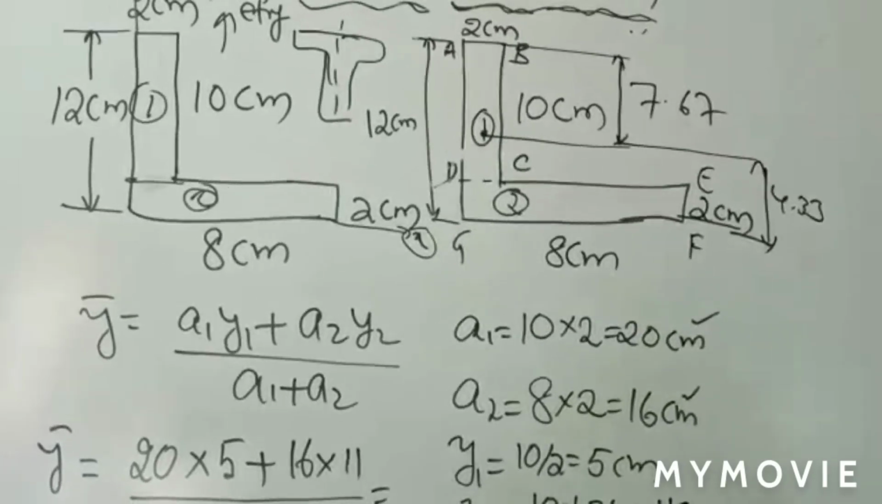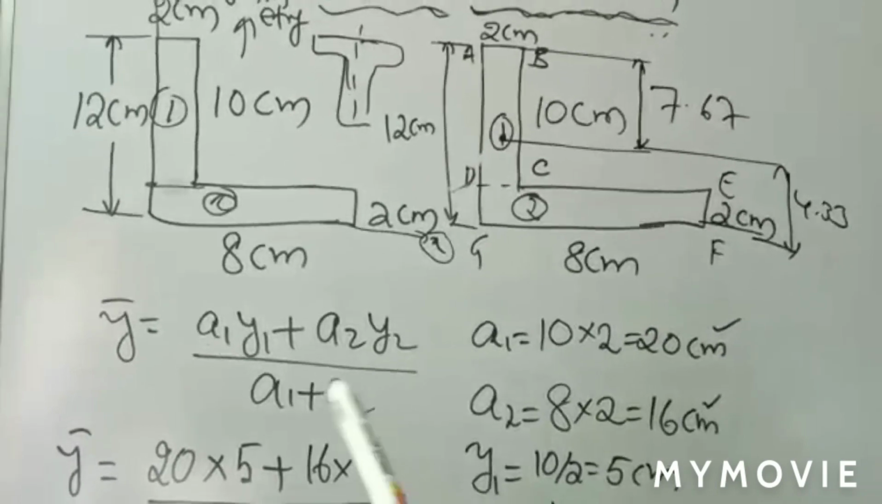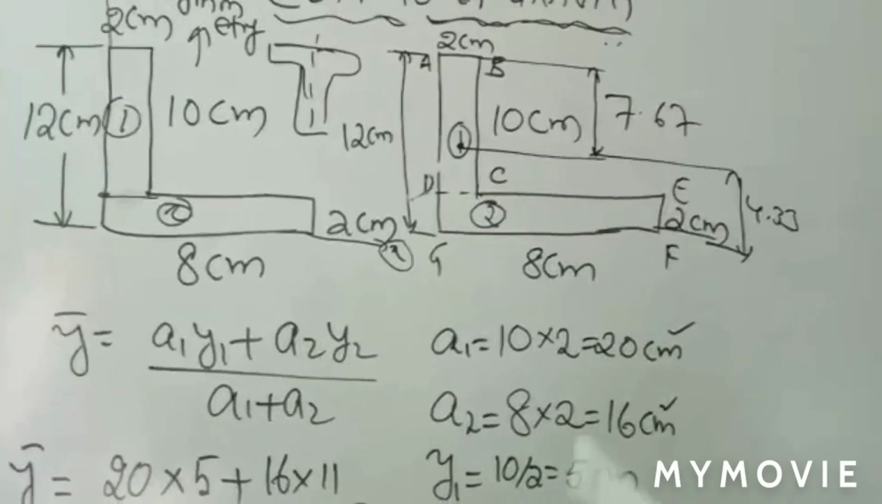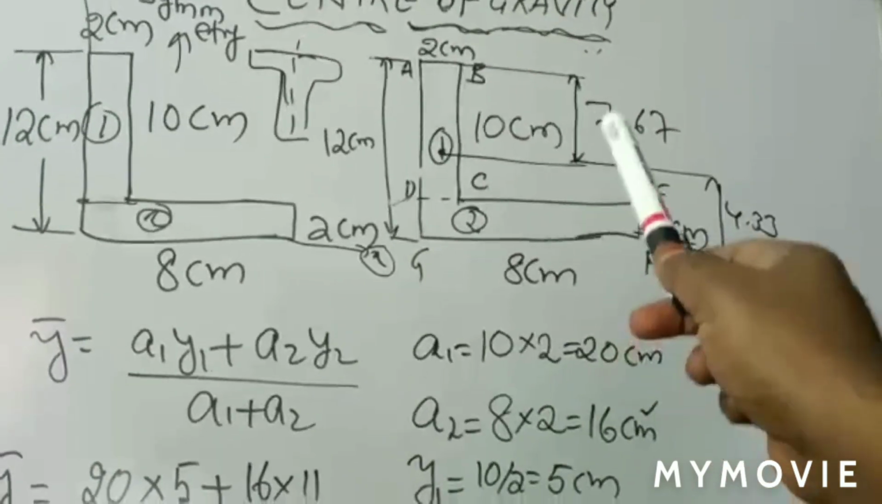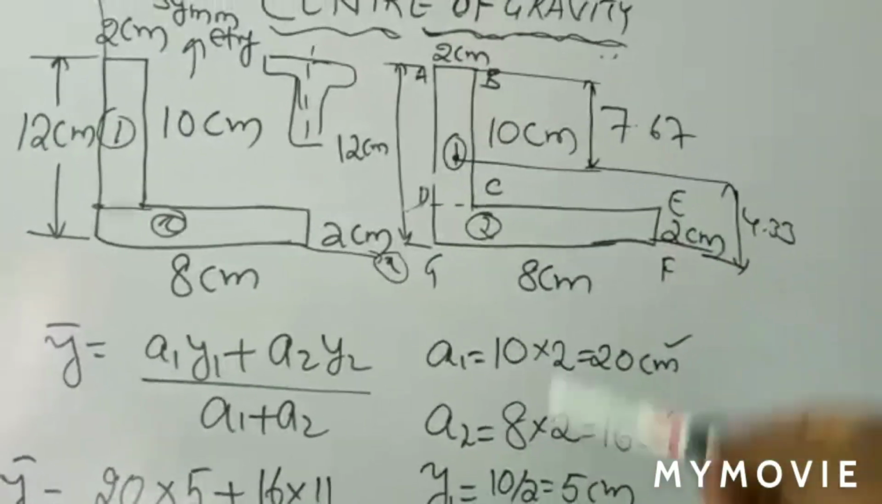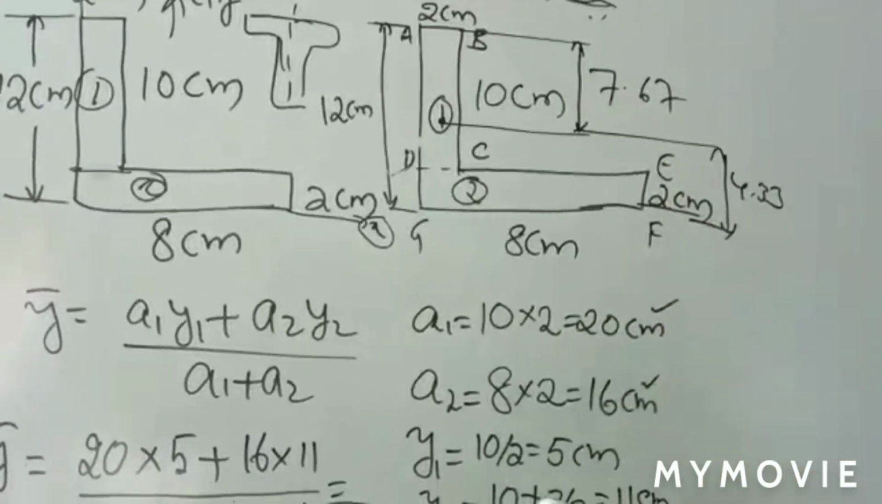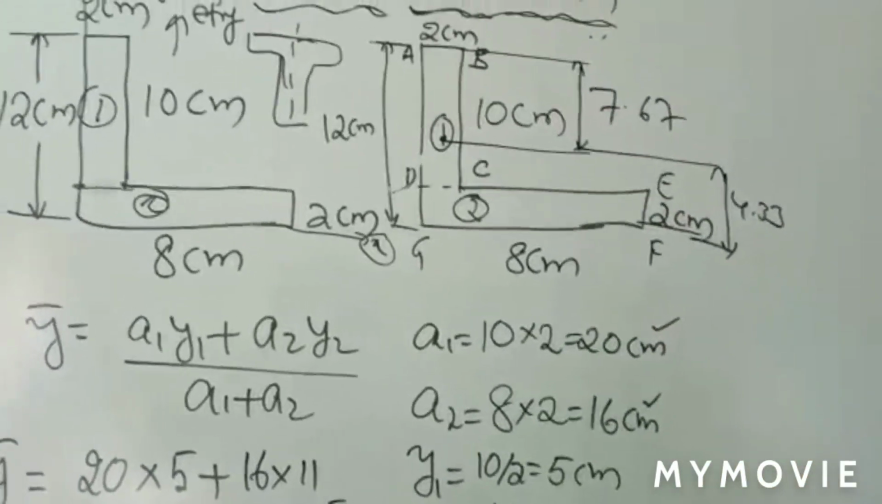Now you are supposed to calculate y bar equal to a1 y1 plus a2 y2 by a1 plus a2. Now move on to this section. What is a1? a1 is the rectangle block ABCD. What is the area of a rectangle block? 10 into 2, so 10 into 2 equal 20 centimeter square.